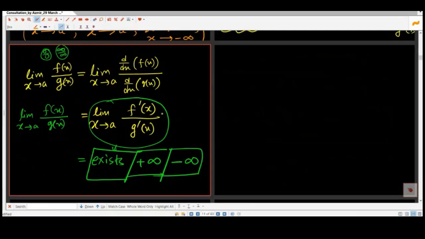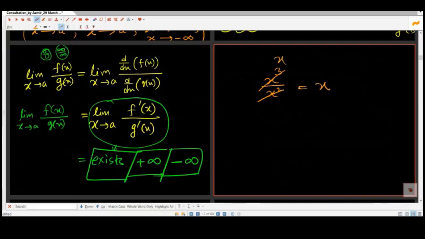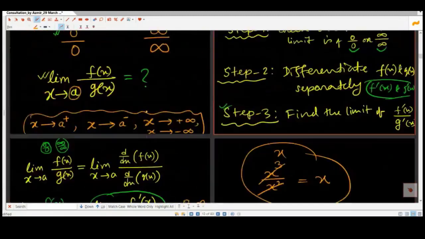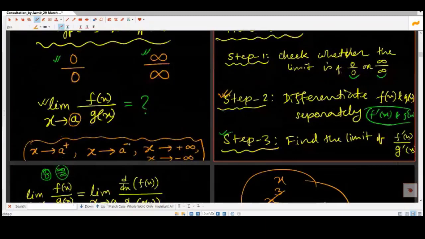But sometimes in step 3, we can do some simplifications. Suppose we have x cubed over x squared. We can simplify: if we cancel, we will get just x. I am trying to say that sometimes in step 3, we may again get 0 over 0 or infinity over infinity. That means we have to differentiate again, so step 2 will be repeated.